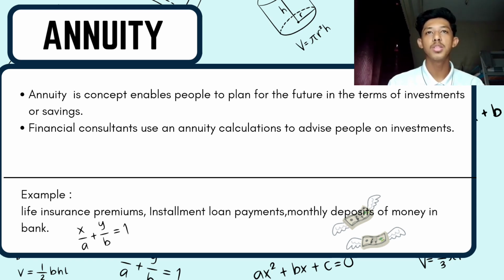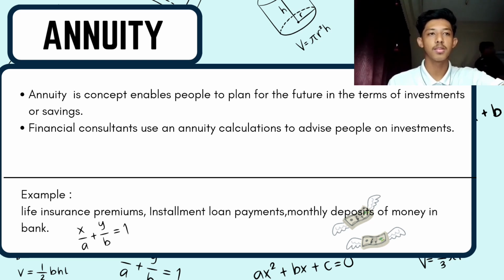Okay, next I want to brief about annuity. Annuity is a concept that enables people to plan for the future in terms of investment or saving. Financial consultants use annuity calculations to advise people on investment. Examples of annuity are life insurance premiums, installment loan payments, and monthly deposits of money in a bank.